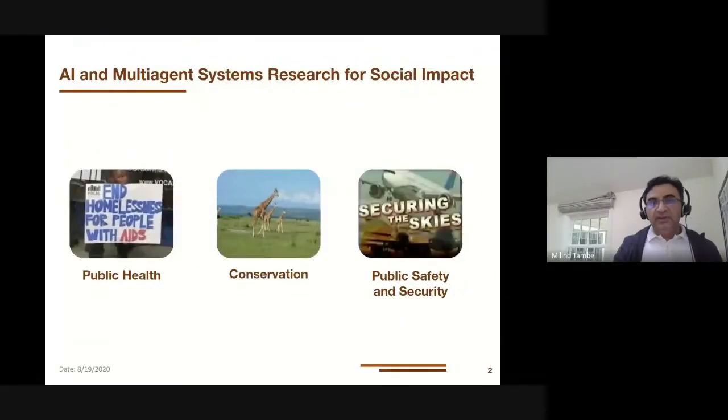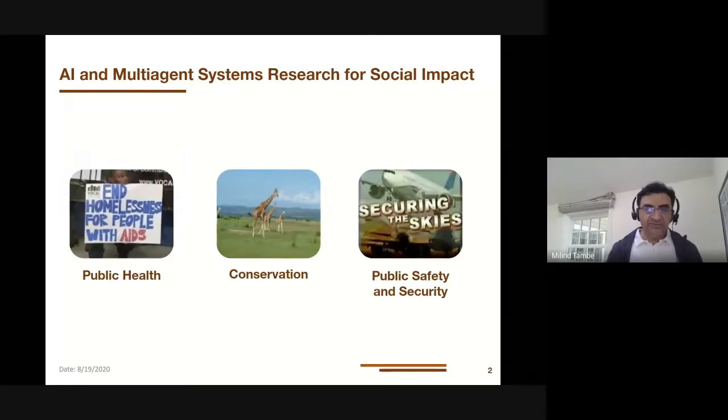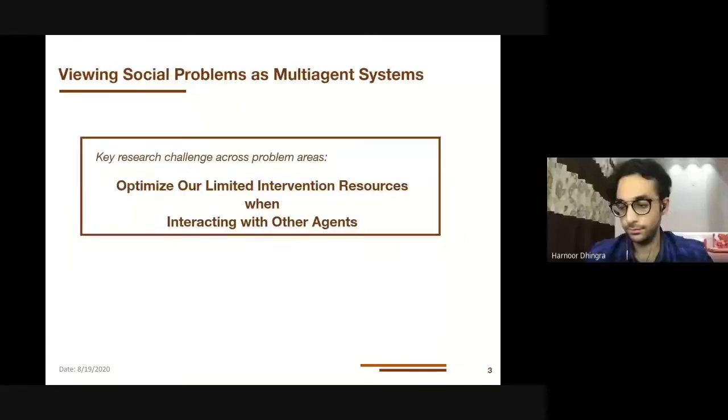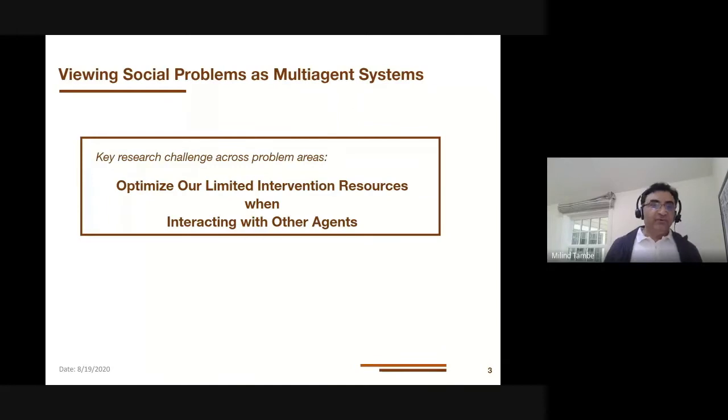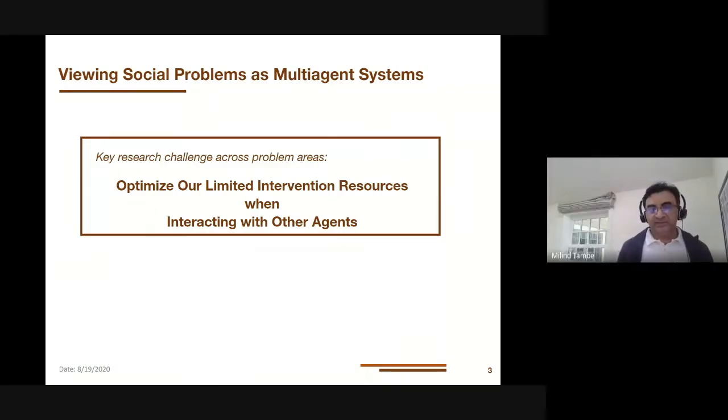With the current progress in AI and my area of work, multi-agent systems, there's a clear opportunity now to direct these advances towards societal impact. We are focused on three areas: public health, conservation, and public safety and security. In all of these areas, viewing these societal problems via the lens of multi-agent systems, we are focused on the key research problem: how to optimize our limited intervention resources when interacting with other agents in these domains.